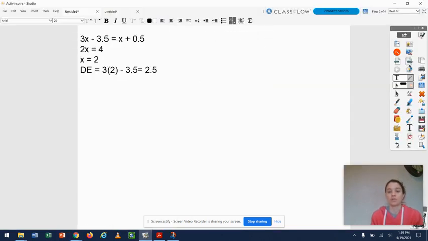In the check question, you should have set them equal to each other like you see here. I subtracted my 1x and added 3.5. After dividing, you should have gotten x equals 2. And then you just plug it into the DE. And so 3 times 2 minus 3.5 is 2.5.